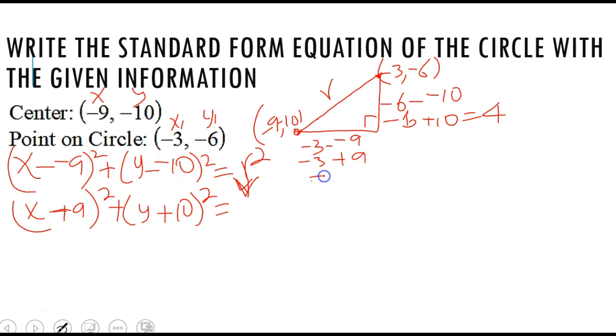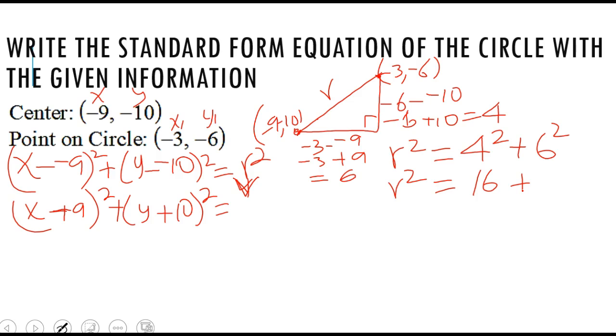which is 6. So therefore, using the Pythagorean theorem, r squared, r is the hypotenuse, squared is equal to 4 squared plus 6 squared. So r squared is 16 plus 36, which is, you add both, you get 52.